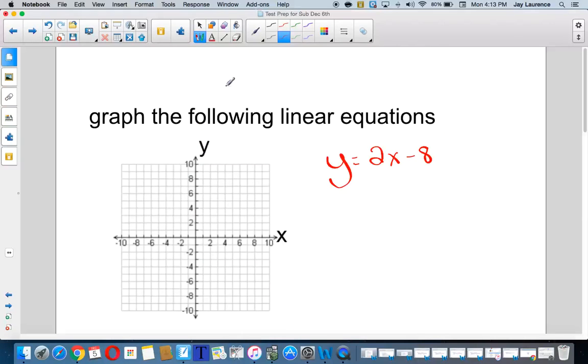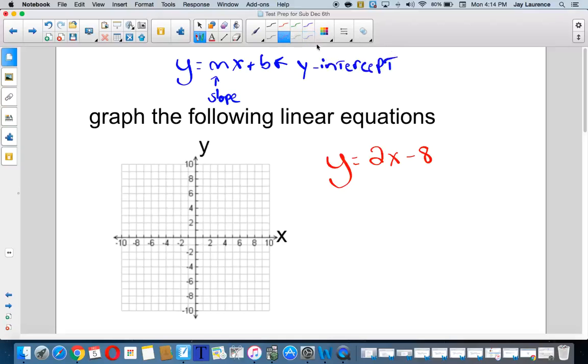All right, we got to know how to graph in slope-intercept form. Remember that in slope-intercept form, y equals mx plus b, where m is our slope, our rise and run, and b is our y-intercept, the place where the line crosses the y-axis.